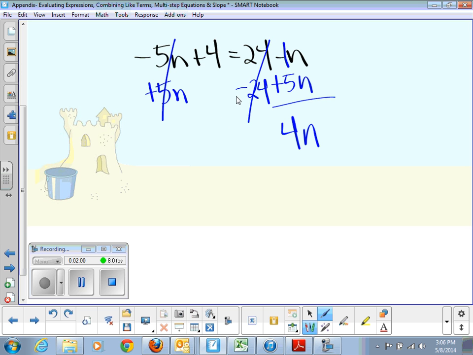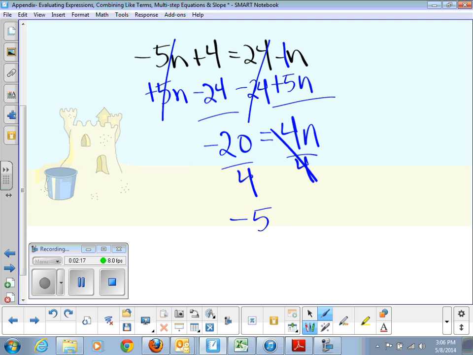24 minus 24, that's 0. So now we come over here and subtract 24. 4 minus 24, that's negative 20 equals 4n. Now we're very, very close to figuring out the answer. We divide by 4 on both sides, and we get our final answer of negative 5 equals n. And then you can go back in and substitute and check. So we think the answer is negative 5.